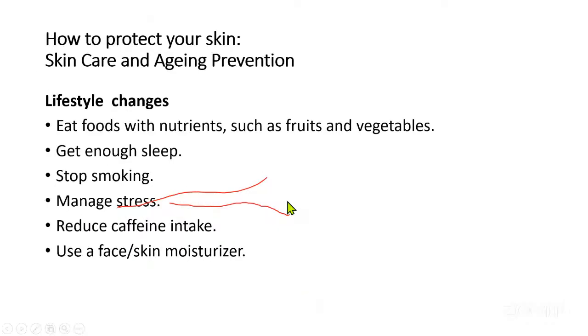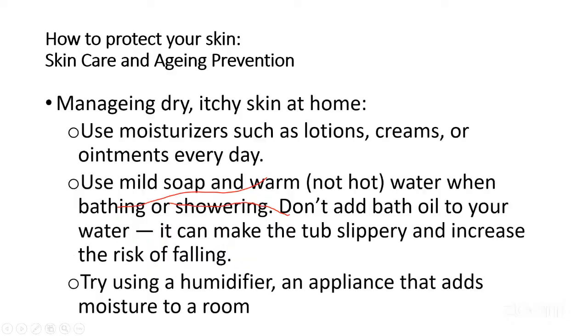Then other lifestyle changes include eat foods that are high in nutrients, get enough sleep, stop smoking. Smoking has been associated with skin aging through several studies. There are so many studies on the effect of smoking on skin. And it has been found that the changes produced by smoking do not get corrected. When you start using all sorts of things, it does not get corrected. So you should just avoid smoking. Then manage stress, reduce caffeine intake, and then use a skin or face moisturizer.